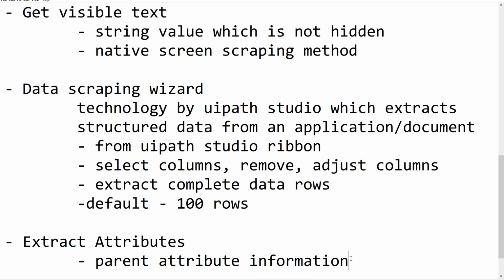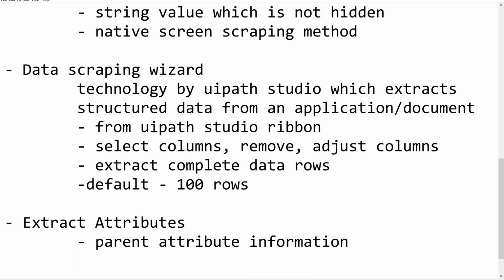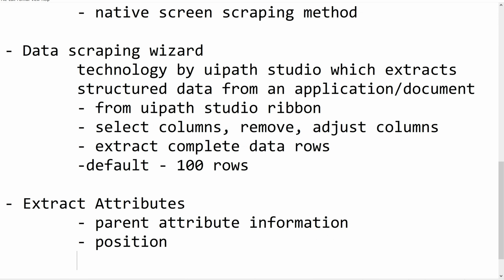Or when I want to understand, instead of getting some data or the value, the position of the field, or maybe the color, so the formatting information of the field or the value. Instead of getting the data, I would like to get the parent attribute details, or the position of the field, or the color of the field, or the formatting. In such scenarios, we'll go for these extract attribute activities.